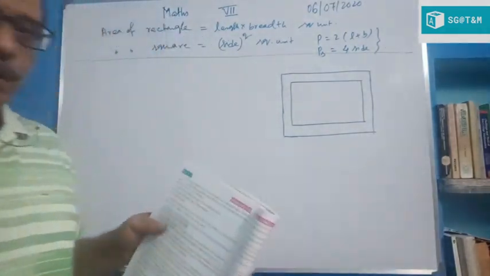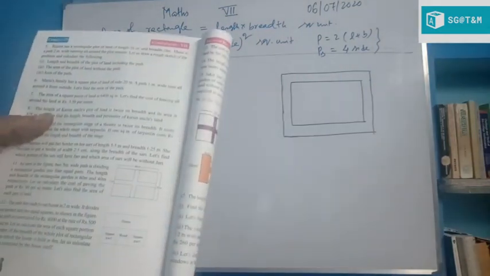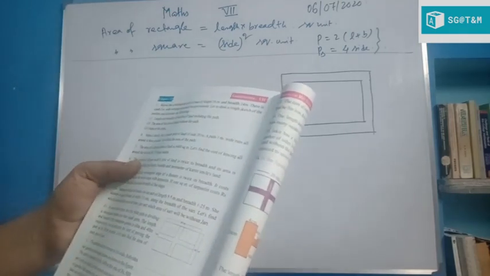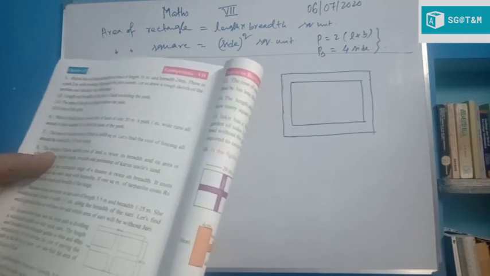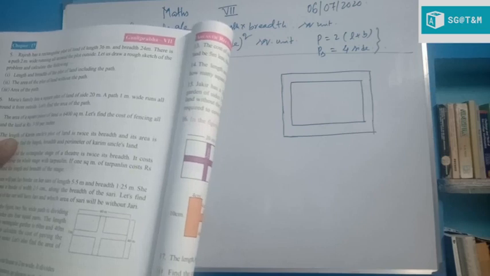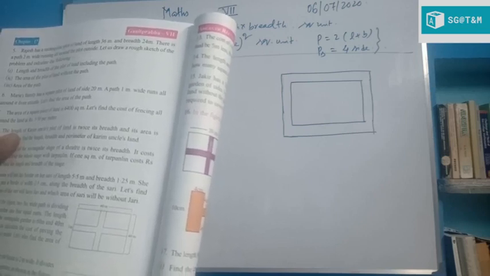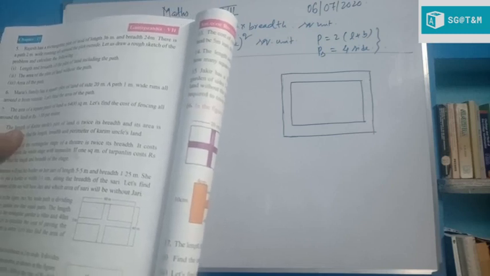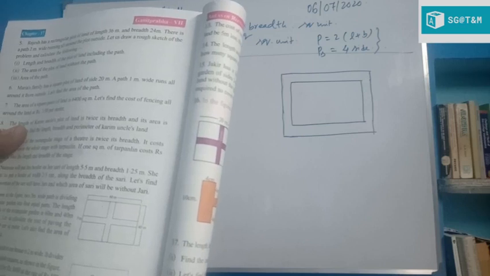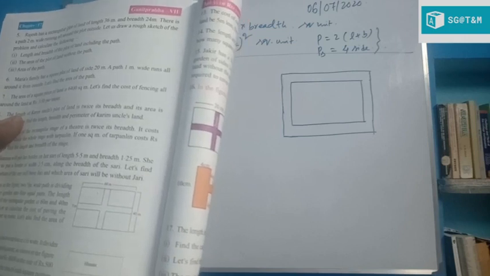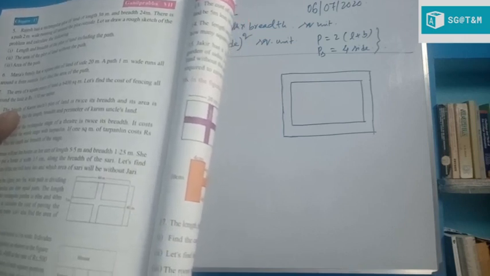Here is the problem, problem number 5, page number 206. Rajesh has a rectangular plot of land of length 36 meter and breadth 24 meter. There is a path 2 meter wide running all around the plot outside. Let us draw the rough sketch of the problem and calculate the following. Number 1, length and breadth of the plot of land including the path. Number 2, area of the plot of land without the path, and number 3, area of the path.